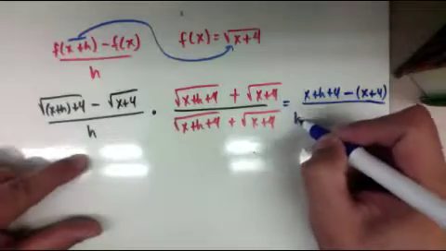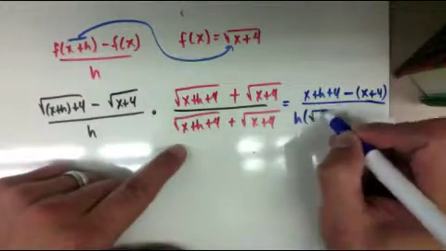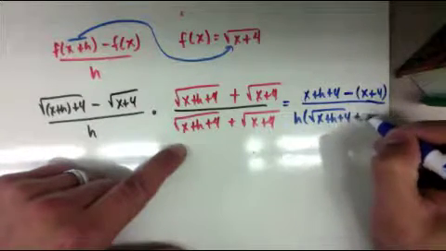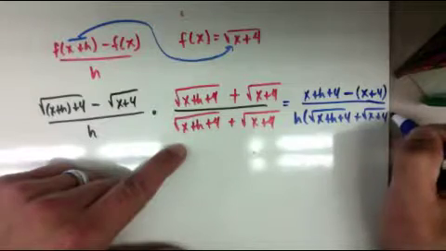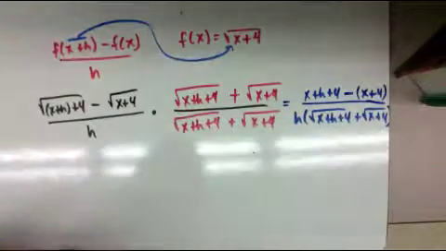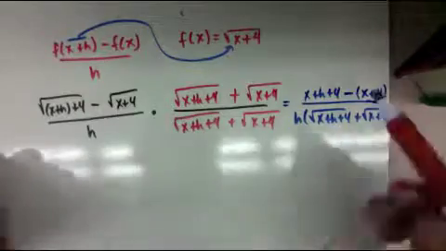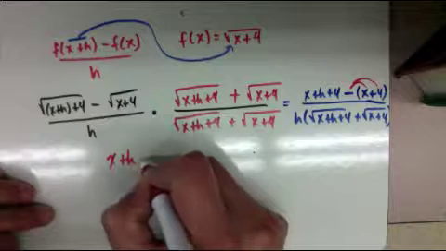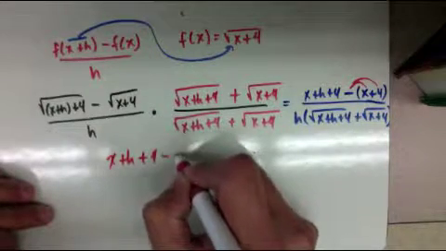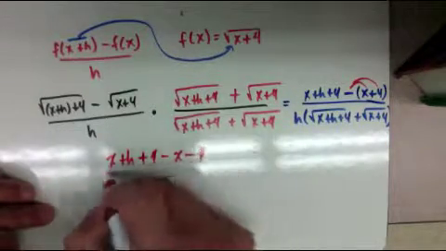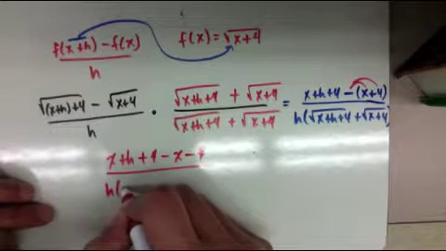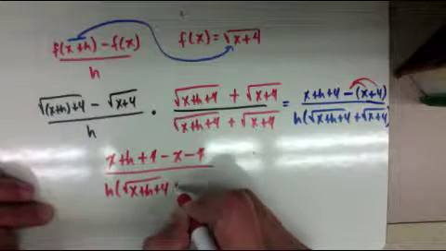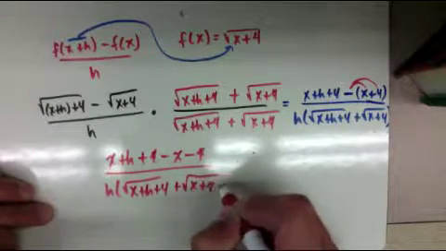On the denominator we have h times this big old quantity here, x plus h plus 4 plus the radical x plus 4. Okay. Remember, let's go ahead and distribute this negative. What are you left with? X plus h plus 4 minus x minus 4 all over h times the quantity square root of x plus h plus 4 plus square root of x plus 4.